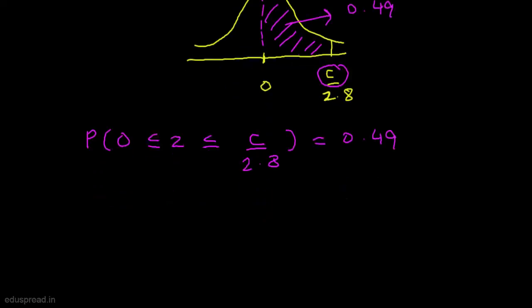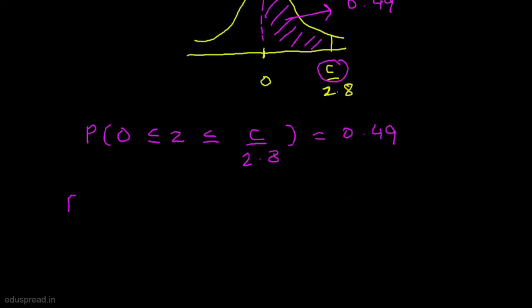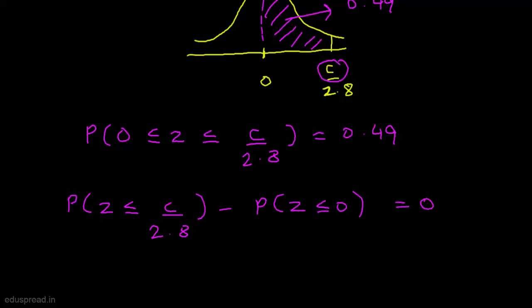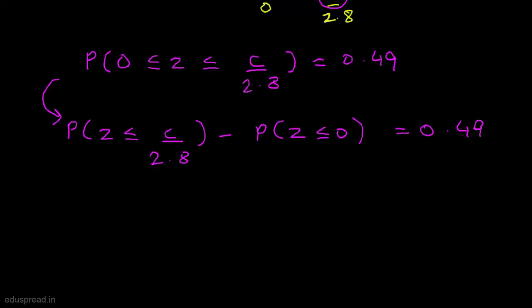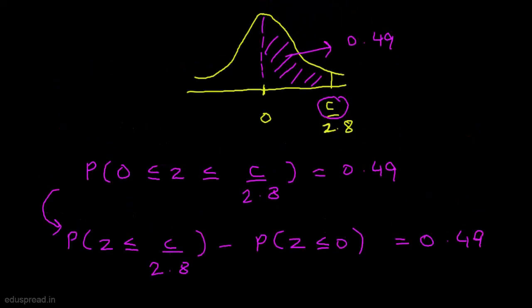And we can write this probability as the probability that z is less than or equal to c divided by 2.8 minus the probability that z is less than or equal to 0, and this is equal to 0.49. We know that because this standard normal distribution is symmetric, the probability that z is less than or equal to 0 is 0.5. When we say the probability that z is less than or equal to 0, we are talking about this entire area, and this entire area is 0.5.